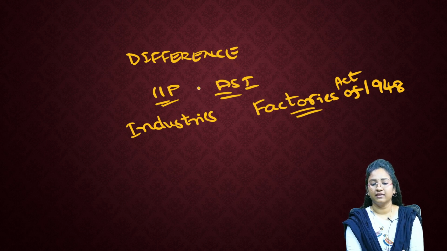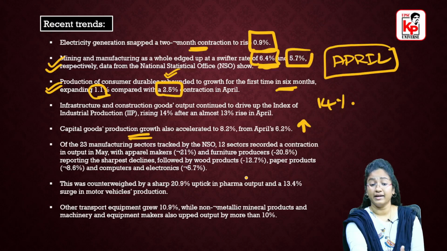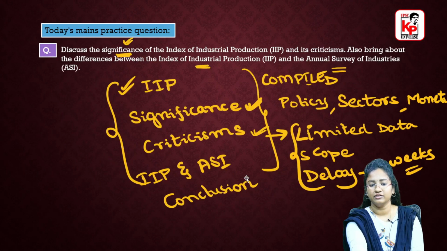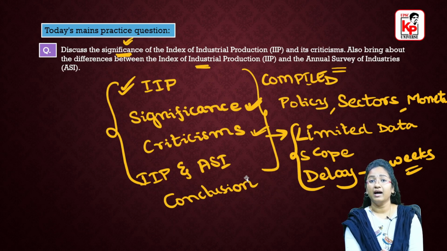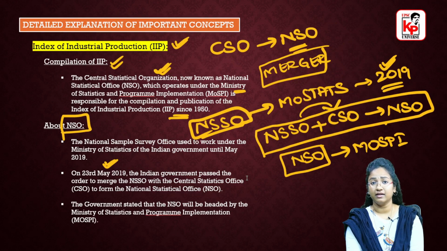And also regarding the value added, the value added would be considered under ASI, and we have already discussed the IIP calculation. So there is a difference between the calculation of this IIP and also ASI. So these are the various things that you have to remember. Coming to the recent trends in today's news article, don't try to get through the numbers or the percentages. Do remember the trends that we have.